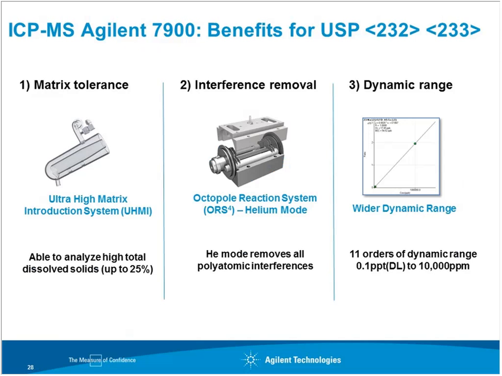Okay, so taking a look at a couple of the benefits for complying with and succeeding with 232 and 233 with the 7900. First, as we mentioned, for matrix tolerance, the UHMI system. For interference removal, the Octopole Reaction System. And with the new detector, the ultimate dynamic range.